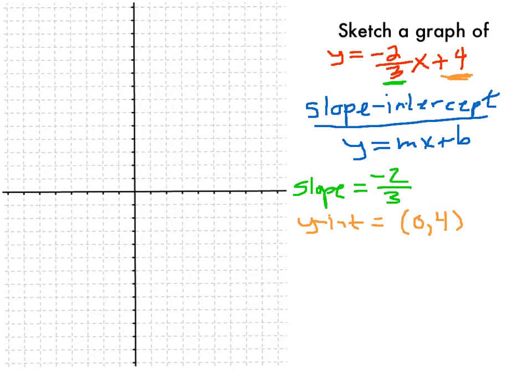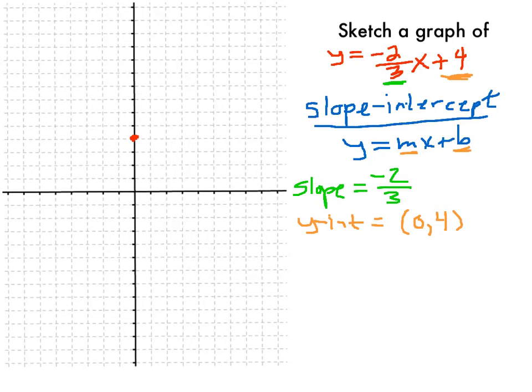Whatever the m is, the number in front of the x, that's going to be our slope. And whatever this b is, the point 0, b will be our y-intercept. So we can start at the point 0, 4. So 0, 1, 2, 3, 4. That point 0, 4 will be on this line.